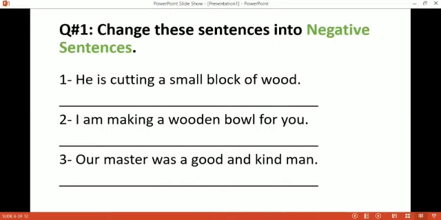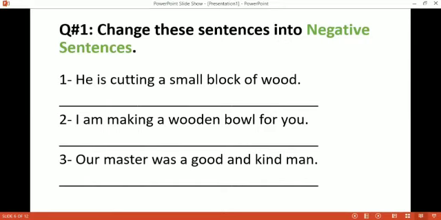Sentence number one is: He is cutting a small block of wood. Okay, children, now tell me which helping verb is used in this sentence. Is. Yes, is is the helping verb used in this sentence. He is cutting. How can we make it negative? He is not cutting a small block of wood. We have to add not after is.